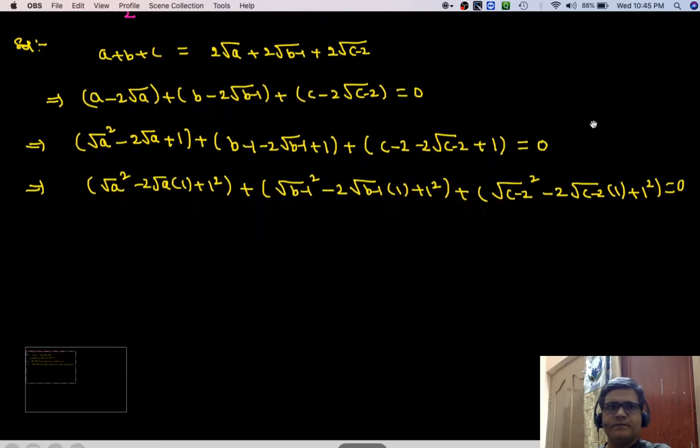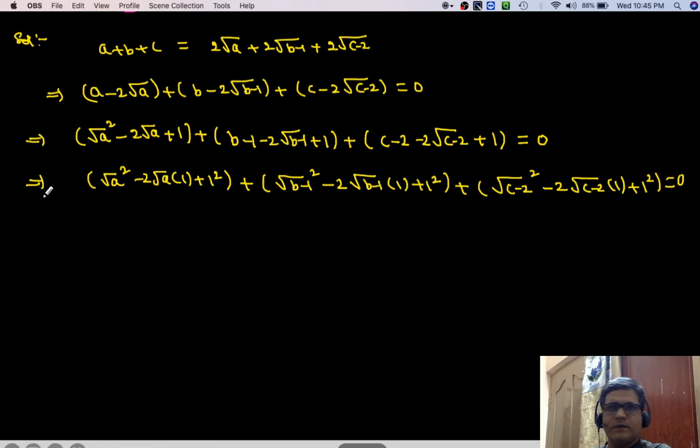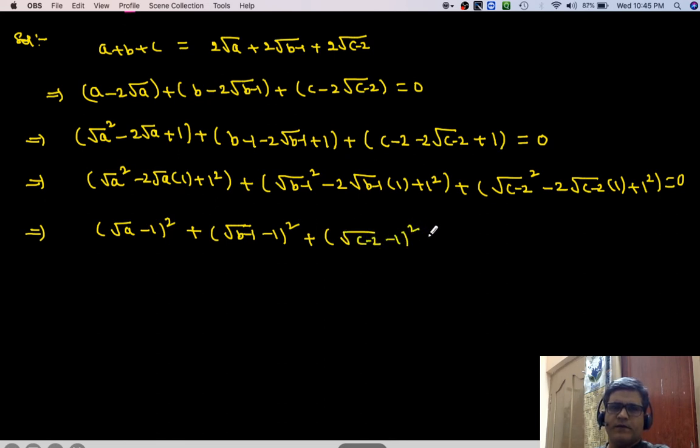So this implies it's a perfect square, that is a² − 2ab + b² form is there, that's why (√a − 1)² plus, similarly this is also a perfect square, (√(b−1) − 1)² plus, similarly the third one is also a perfect square, that is (√(c−2) − 1)² is equal to 0.